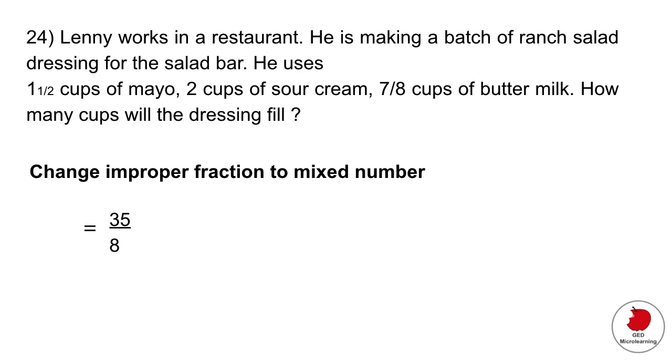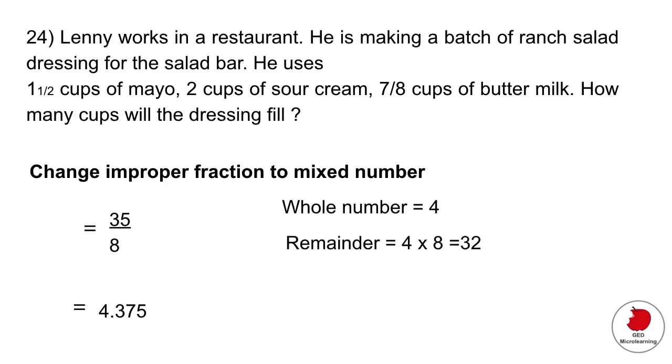If you notice, though, in the answer options, they don't give you an improper fraction. They give you a mixed number. So the final step would be to change this improper fraction to a mixed number. If you just divided 35 by 8 on your calculator, it would give you 4.37. But now we have to change this number, as I said, to a mixed number. So that's going to be our whole number.